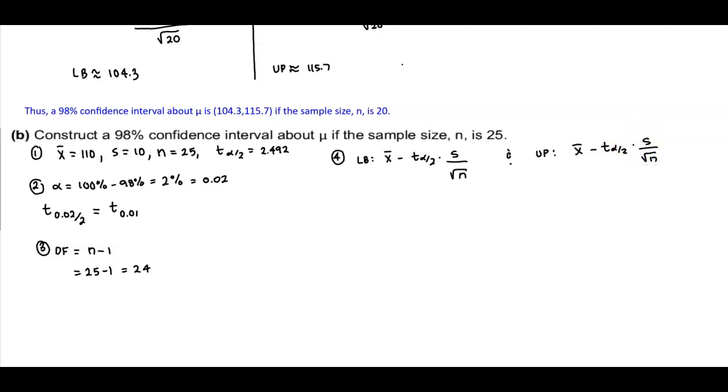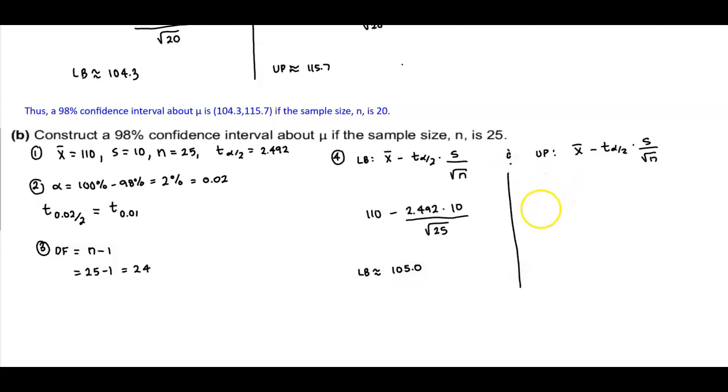And the upper bound is the sample mean plus the critical value times the sample standard deviation divided by the square root of n. So over here we have 110 minus the critical value, which is 2.492, times the standard deviation, which is 10, and we're going to divide that by the square root of 25. Okay, so now we know our lower bound is approximately 105.0.